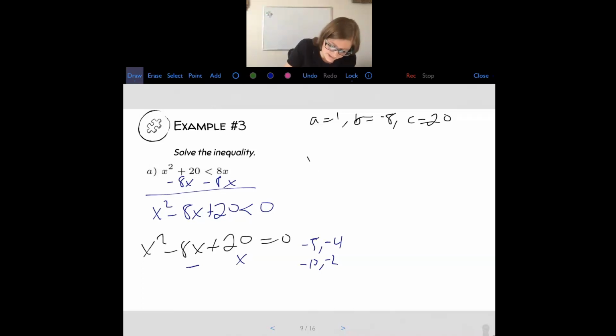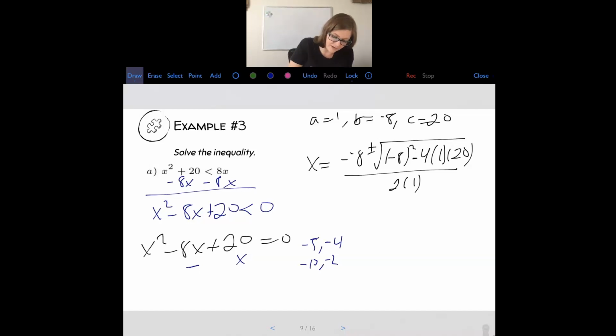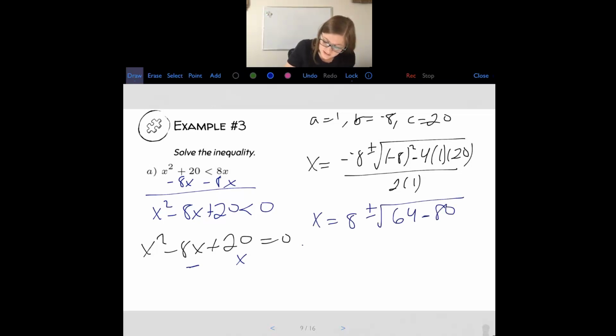So we have x is equal to negative, minus a -8, plus or minus the square root of -8 squared minus 4 times a times c, all over 2 times a. I'm going to erase these factors here so that I give myself a little more room. And then we continue to simplify. So we have x is equal to 8 plus or minus 8 squared is 64 minus 4 times 1 times 20 is 80, all over 2 times 1.